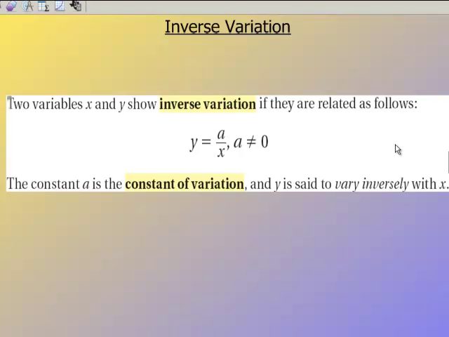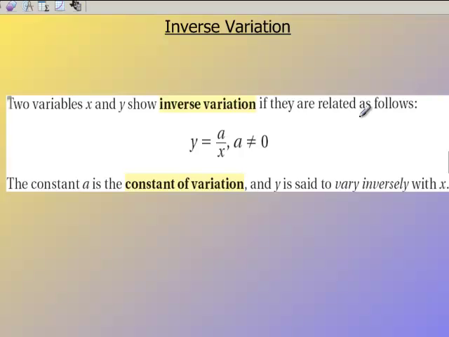In today's lesson, we're going to model inverse and joint variation. So inverse variation is, in a sense, related to direct variation, which we did a long time ago. And inverse variation can be represented as y equals a over x. Remember, a is our constant of variation, which also can be used as the variable k.